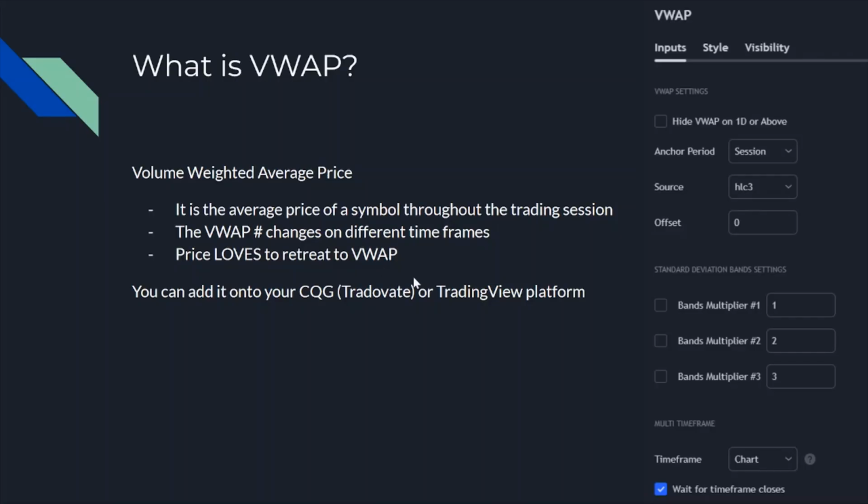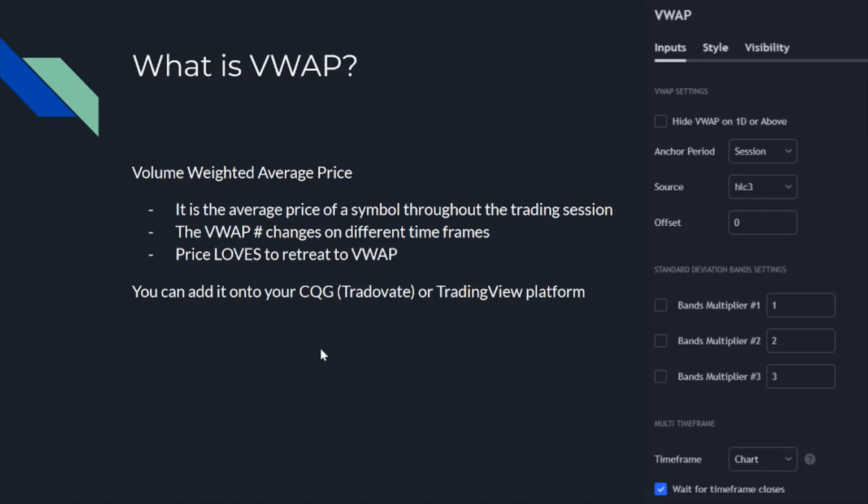So what is the VWAP? The VWAP is the volume weighted average price. It is the average price of a symbol throughout the trading session. The VWAP price will change on different time frames. So for example, the 3-minute time frame VWAP price will definitely be different than the daily or even the 1-hour time frame.